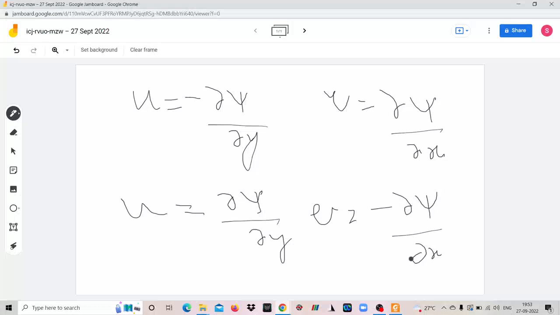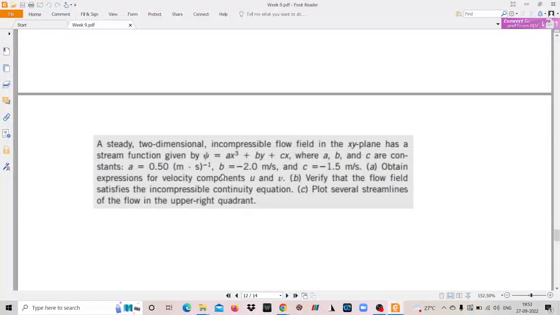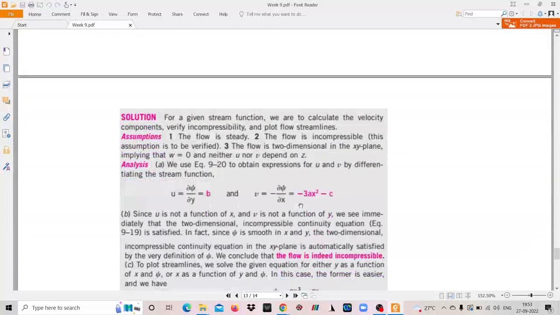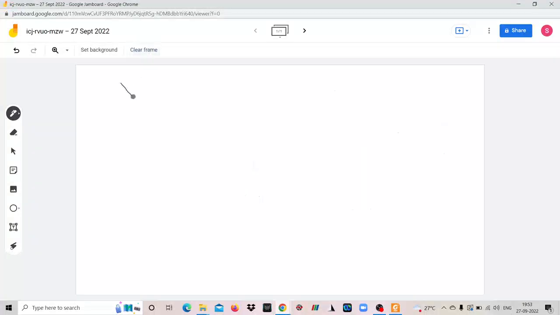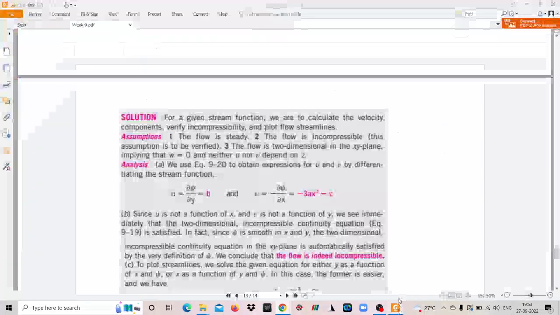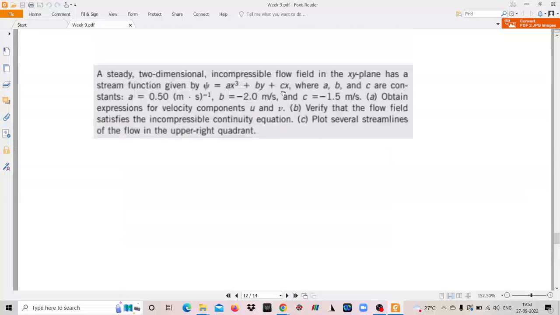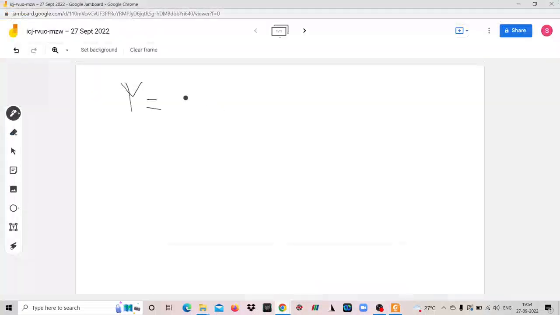Now the expression for psi is given. So what is the expression for psi? It is a x cube plus b y plus c x. Okay, so what is u? u is del psi by del y. So first of all let us write the expression for psi: psi is equal to a x cube plus b y plus c x.